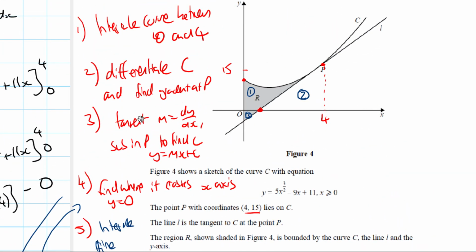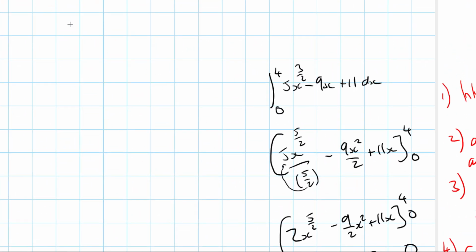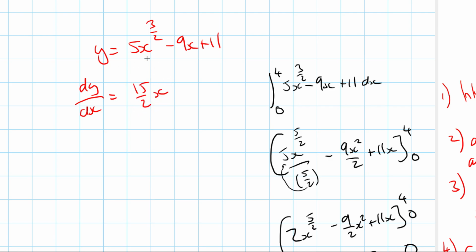So the next thing then is we need to differentiate C and find the gradient at P. So when we differentiate this one, we know y is equal to 5x^(3/2) minus 9x plus 11. When we differentiate, it becomes dy/dx, so multiply by the whole power. So 3 over 2 times 5 is equal to 15 over 2. And then reduce power by 1, so 3 over 2 minus 1 is equal to a half. Minus 9x will differentiate to 9, and then plus 11 will not have a result, goes to 0.